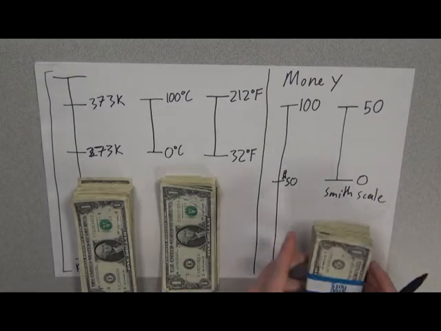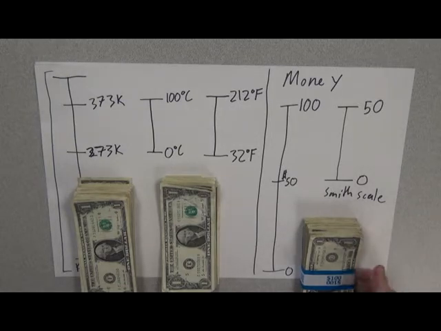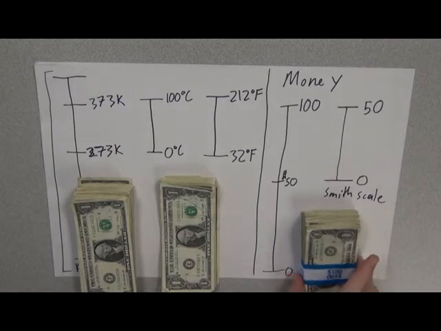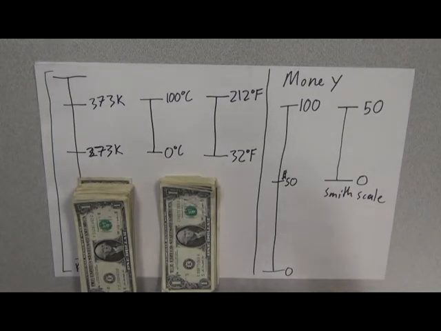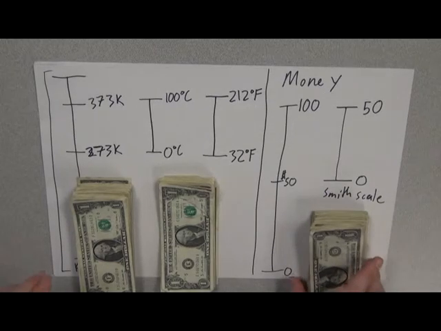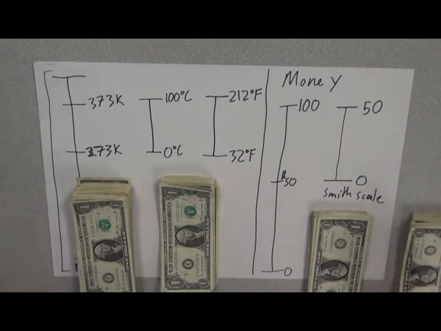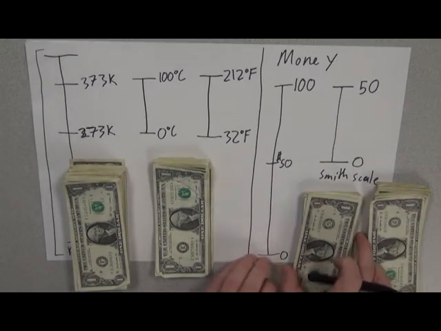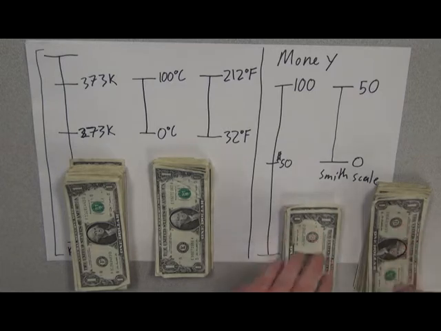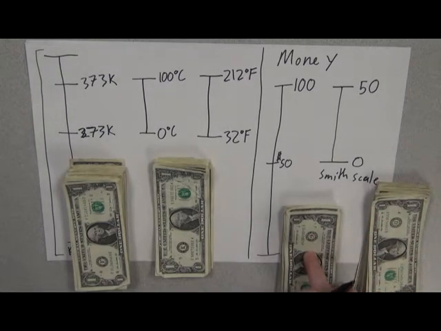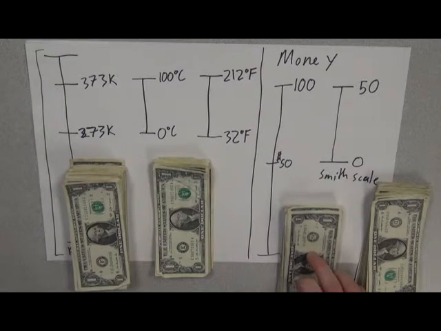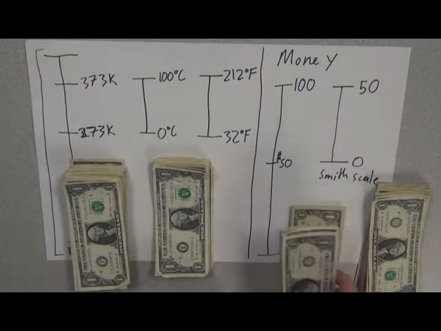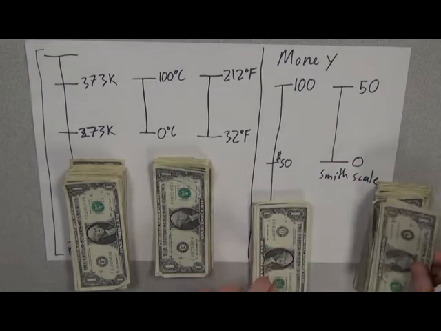So let's take that same $100, but now I'm going to start with the Smith scale, and I'm going to give you 75% of my money based on the Smith scale. So instead of starting with the total amount of money that I have, I'm going to take half of it and say that 0 Smith starts right here. So I'm going to give you 75% of my money based on the Smith scale, so you're only going to get about $32 or 30 something dollars, and I'm going to keep the rest.